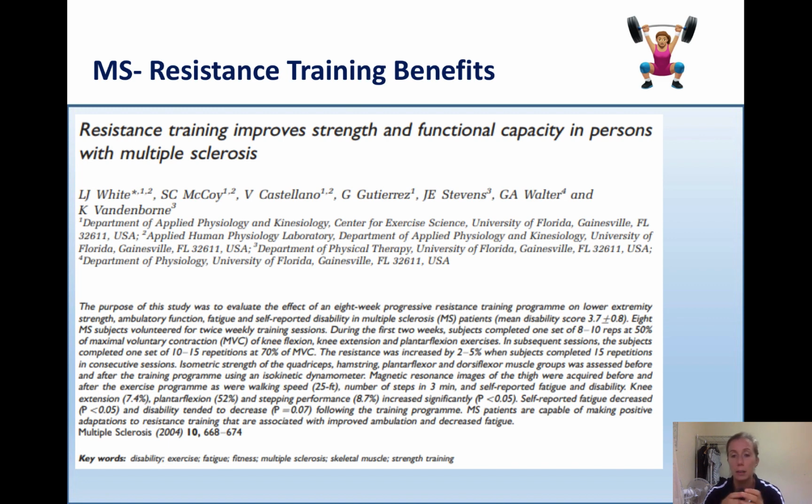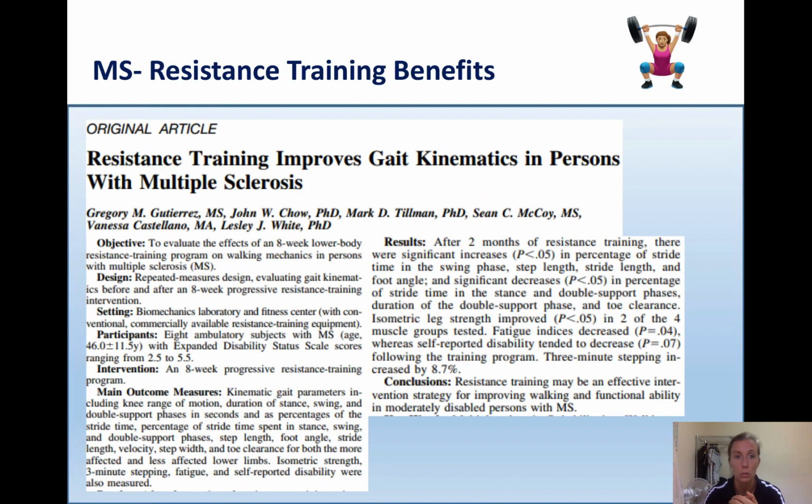And as you can see, when you get down into the results, knee extension, plantar flexion, and stepping performance were increased significantly post-intervention. Self-reported fatigue decreased, and disability tended to decrease following the training program. So again, some pretty cool findings there. Twice weekly training sessions, not a huge burden. We can really make some big differences, which are obviously going to have a huge impact on these individuals' lives.